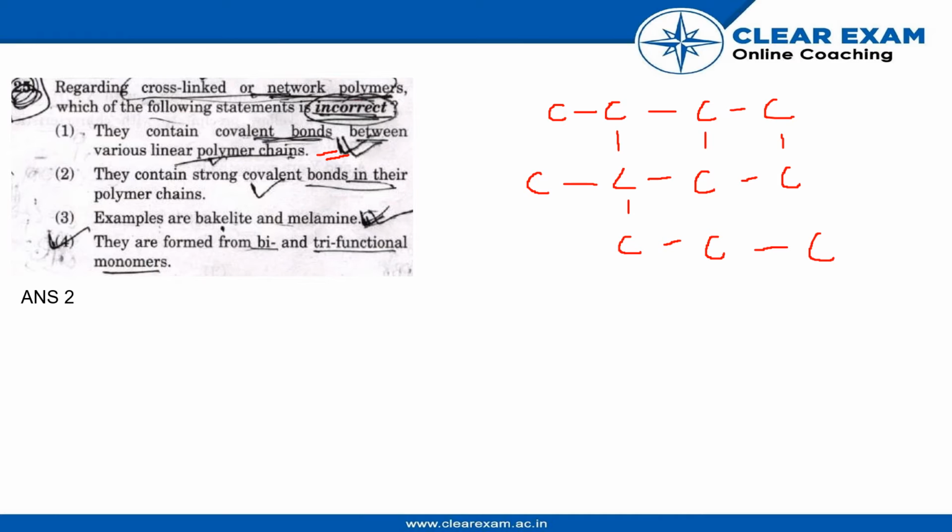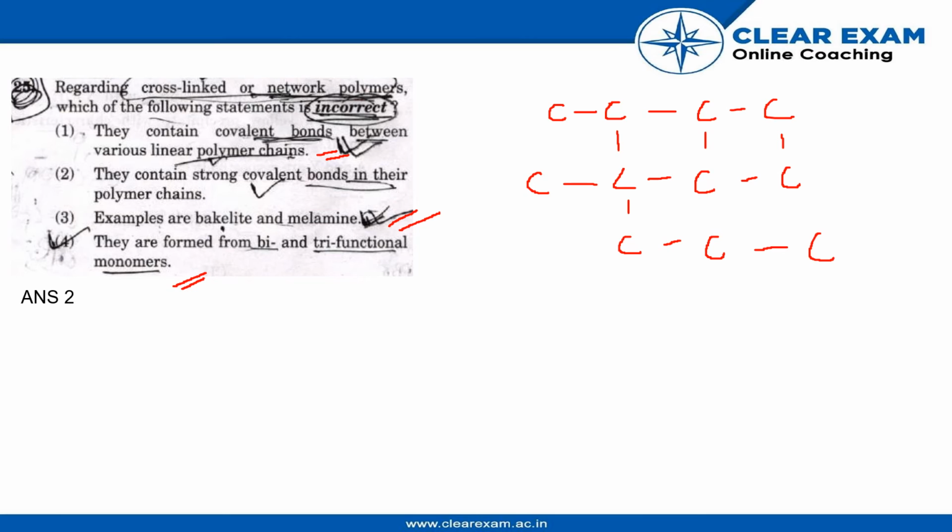And the next option is examples are bakelite and melamine. So yes, bakelite and melamine are also cross-linked or network polymers. So this is also correct. And the next is they are formed from bi- and tri-functional monomers. So yes, this is correct.